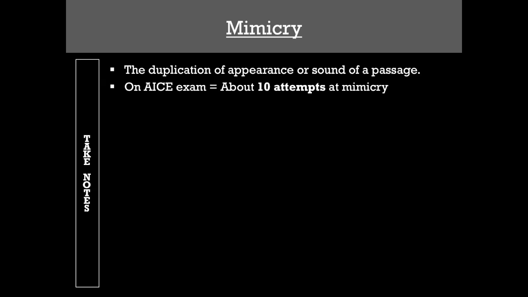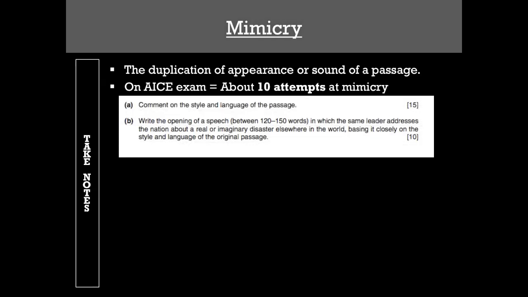I'll show you some examples on the next slide. Over here, this is just from the George W. Bush speech that we took a look at in class. For this one, A was comment on the style and language, and B was write the opening of a speech in which the same leader, that's George W. Bush, addresses the nation about a real or imaginary disaster elsewhere in the world.